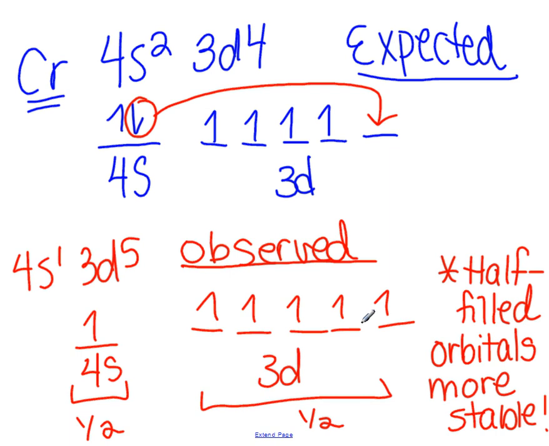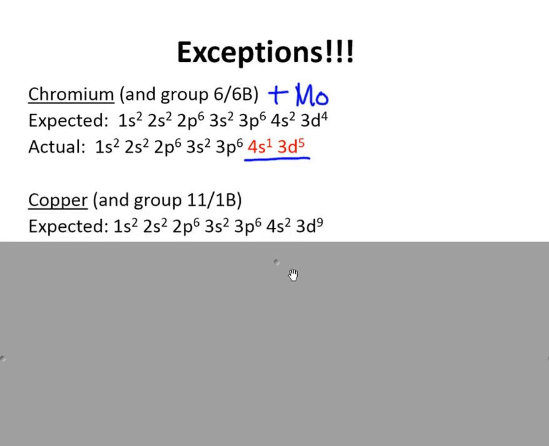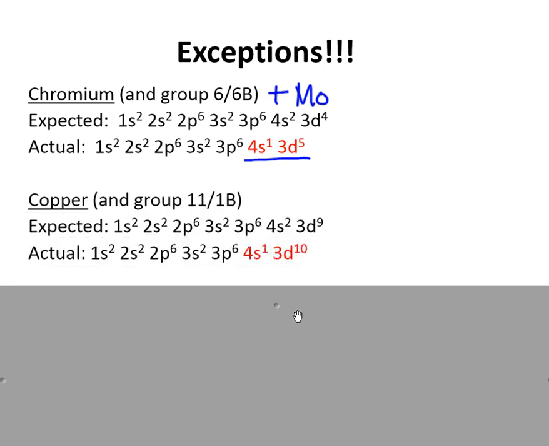Half-filled orbitals are more stable. Up here, this is a partially filled orbital. It's not horribly unstable, but if that electron is able to move over and add one more there, that half-filled arrangement is slightly more stable. There are some other places where you will see some exceptions. So if you go back and look on your periodic table, find copper, and two other elements under copper are silver and gold. They will also follow this arrangement as well.